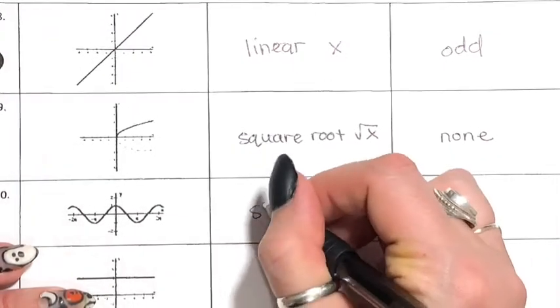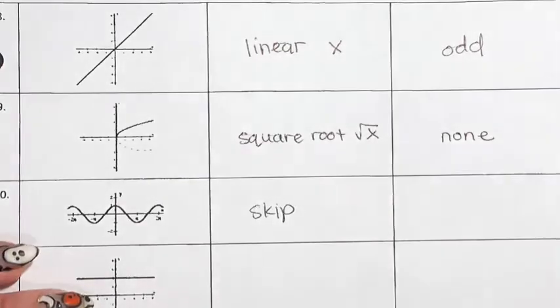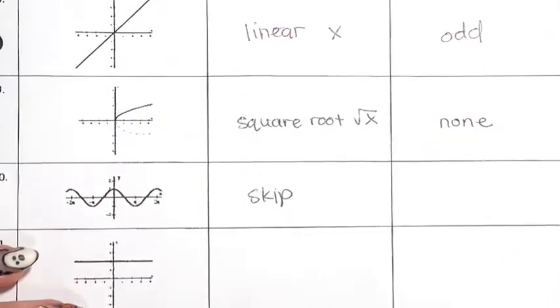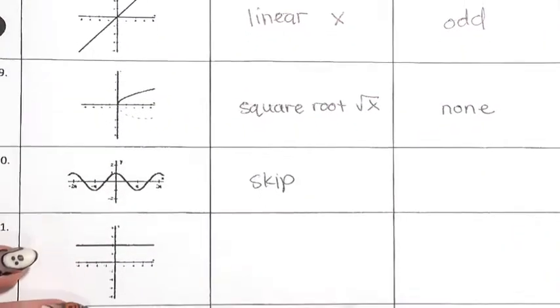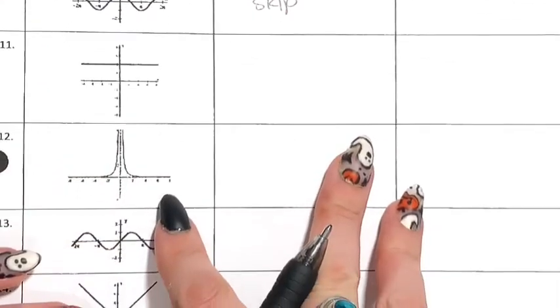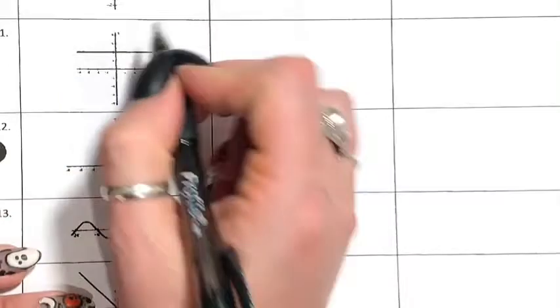Okay, we're also going to skip this one. These ones that we're skipping are your different trig graphs. We're going to spend a whole unit graphing trig functions, so we're not going to take the time today. Okay, this one is just a flat line.